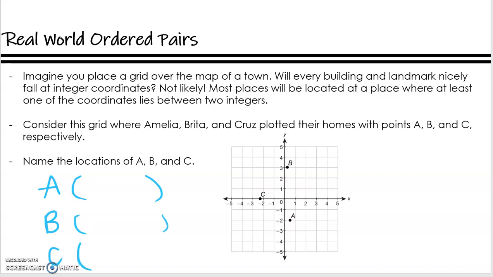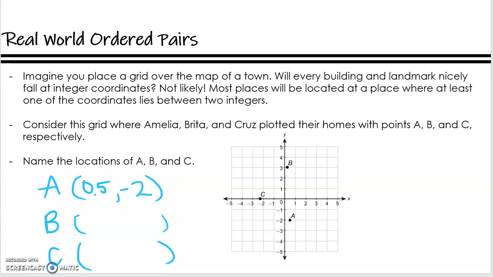So let's look at Amelia first, A. Amelia, you go right, so it is going to be positive, but it's not even to positive 1. It's going to be between 0 and 1. I would say about 0.5. And then you go down to exactly negative 2. So I would say Amelia would be located at positive 0.5 and negative 2.